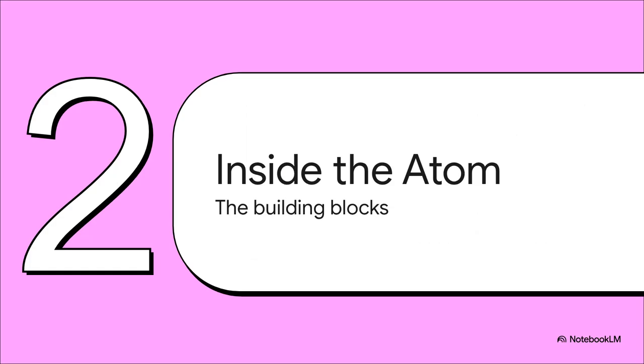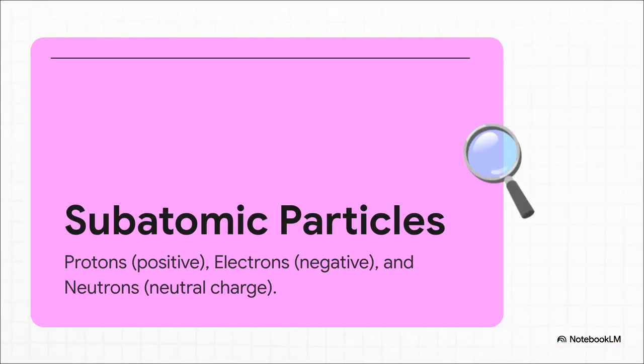Moving right along to Section 2, inside the atom, the building blocks. Okay, so now that we've kind of mapped out matter on this macroscopic scale, let's zoom way in. An atom, well, it isn't just some solid, unbreakable sphere. It's actually a highly dynamic system made of even smaller components, which we call subatomic particles. There are 3 main players you really need to know here. First up, protons, which carry a positive electrical charge. Then we have electrons, carrying a negative charge, and finally, neutrons, which, just like the name suggests, have absolutely no charge at all. They are entirely neutral.